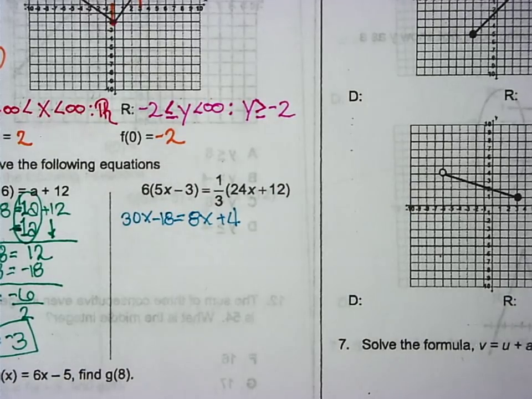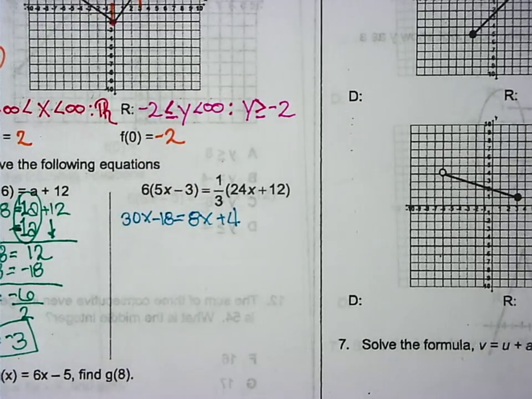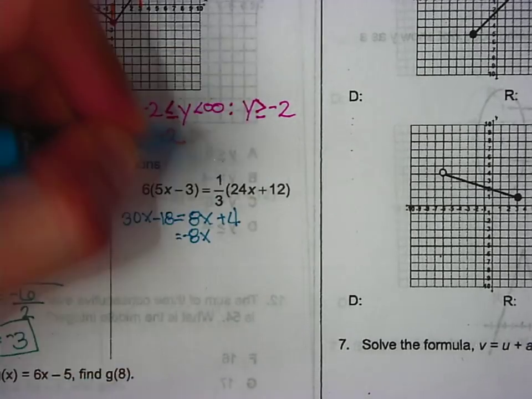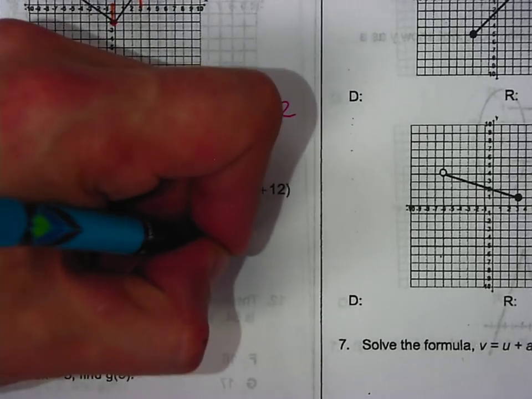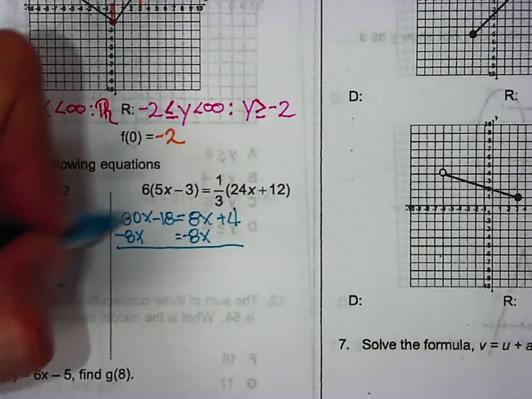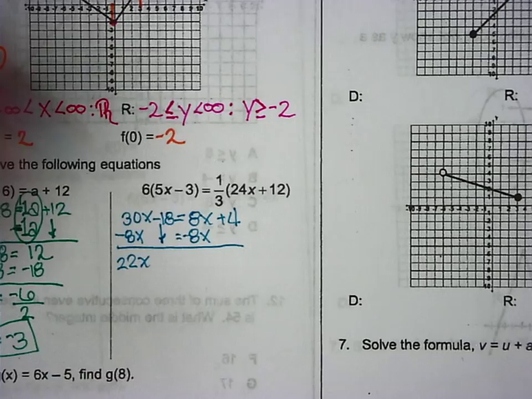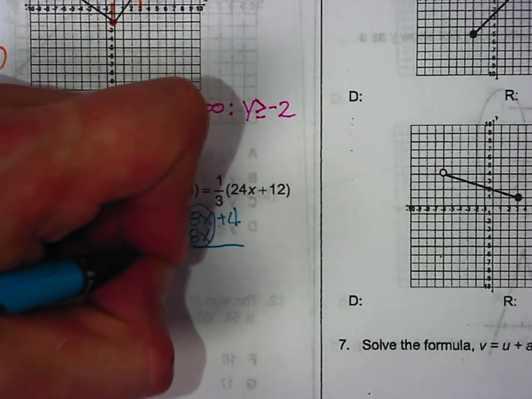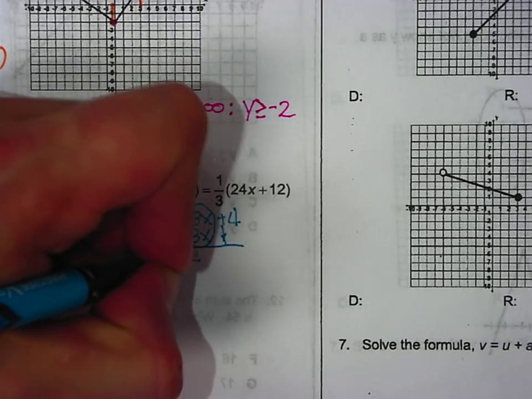Now I can combine my like terms. I have 30x's over here, 8x's over here. I'm going to remove the smallest amount that I have from either side, which in this case is to subtract 8x's from the right hand side as well as from the left hand side. When I do that, 30x's minus 8x's is 22x's. This negative 18 falls down as a minus 18. 8x minus 8x on the right hand side cancels out, and then this positive 4 falls down.